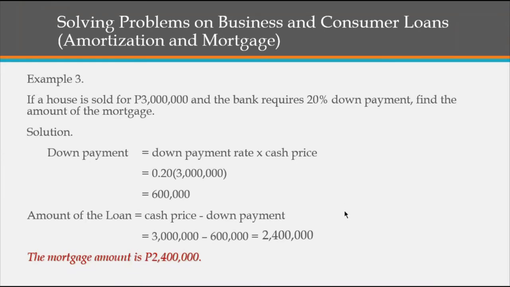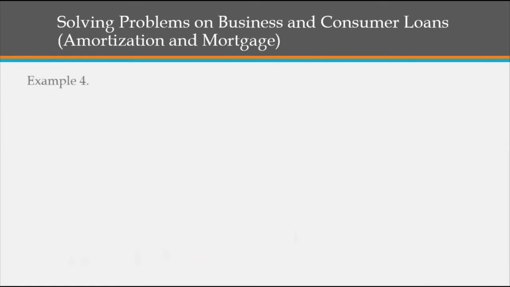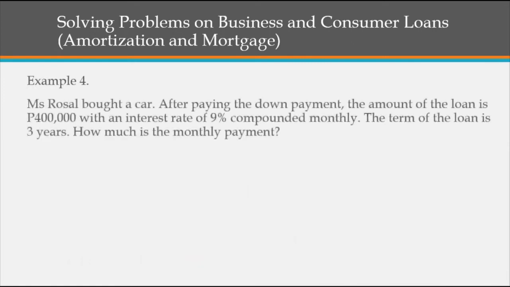Next example tayo. Example number 4. Mrs. Rosal bought a car. After paying the down payment, the amount of the loan is 400,000 pesos with an interest rate of 9% compounded monthly. The term of the loan is 3 years. How much is the monthly payment?